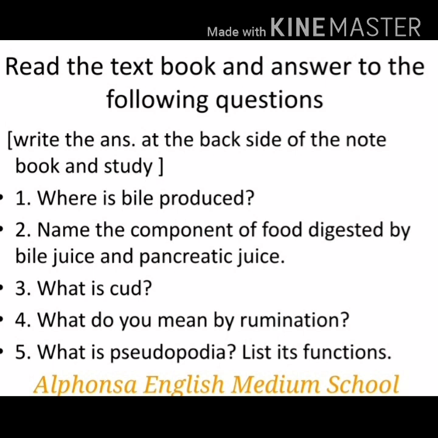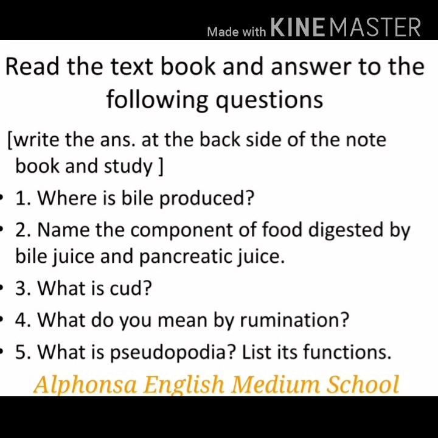Second question. Name the component of food digested by bile juice and pancreatic juice. Bile juice digests fats and pancreatic juice digests remaining carbohydrates, proteins and fats and converts them into simpler forms. Carbohydrate is converted into sugar, proteins into amino acids and fats into fatty acids and glycerol. What is cud? The partially digested food in the rumen is called cud. What do you mean by rumination? The process of cud chewing is called rumination.